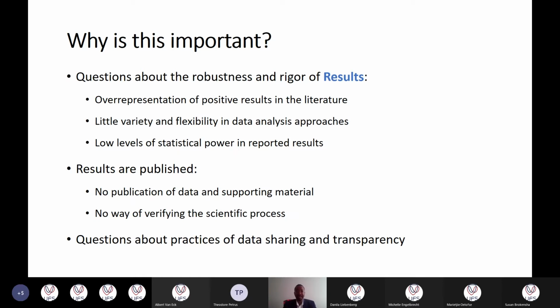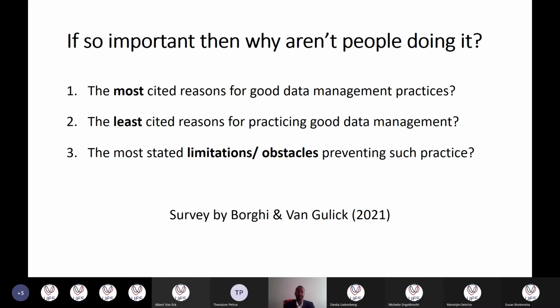And when results are published, very often there will not be publication of data and supporting material, and there will be no way of anyone verifying the scientific process that culminated in the results that are being reported in this journal article or wherever else you are publishing. Therefore, it is important because it touches on the questions about practices of data sharing and transparency. So if we agree that this is important, why aren't people doing it?